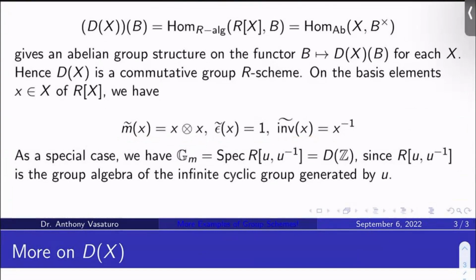And as a special case, we again recover the multiplicative group G sub m, because remember, it's Spec R adjoin U and U inverse, but that's just D of Z, because R adjoin U, U inverse is the group algebra of the infinite cyclic group generated by U, of course, right?